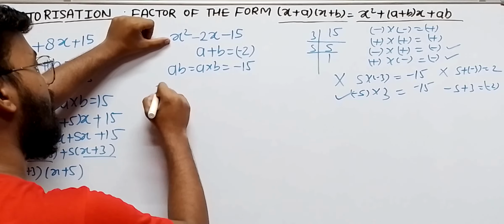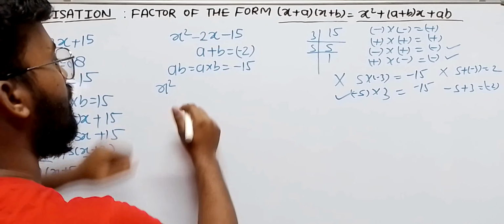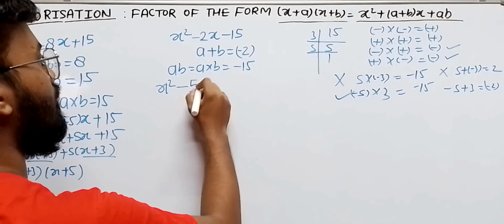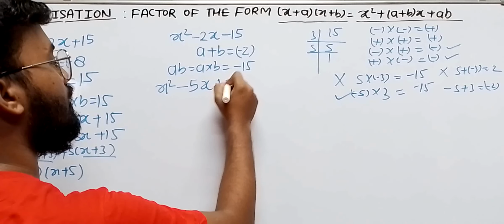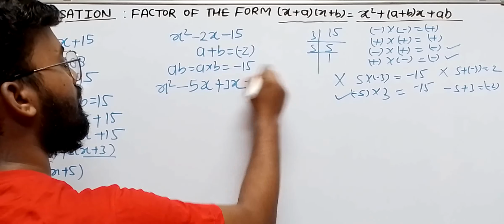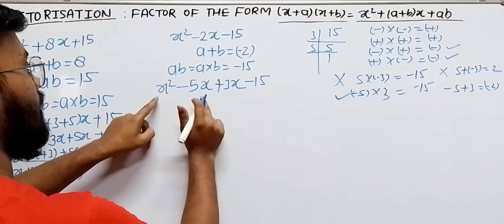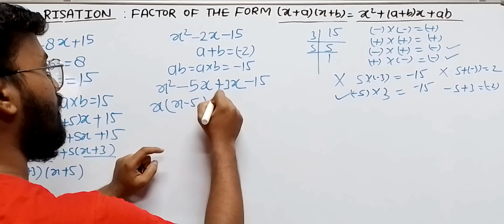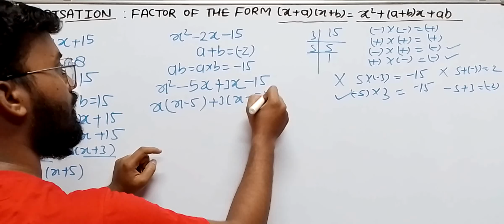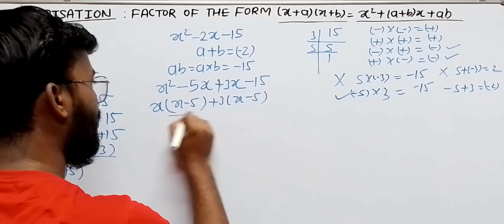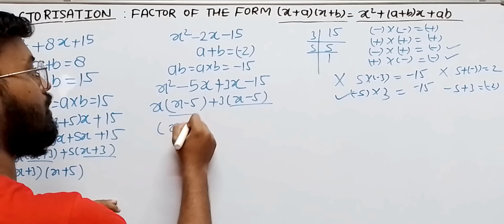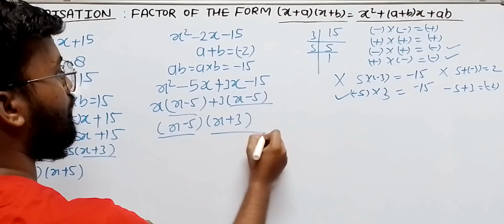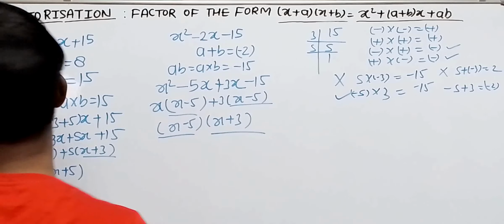So it will become x² - 5x + 3x - 15. Take x common from the first two terms, it becomes x(x - 5). Take 3 common from the last two terms, it becomes 3(x - 5). Now take (x - 5) common from both, and the remaining is x + 3. So we get our factors as (x - 5)(x + 3).